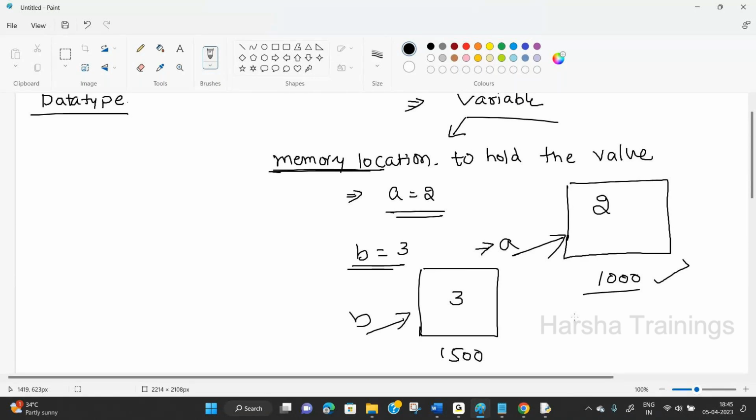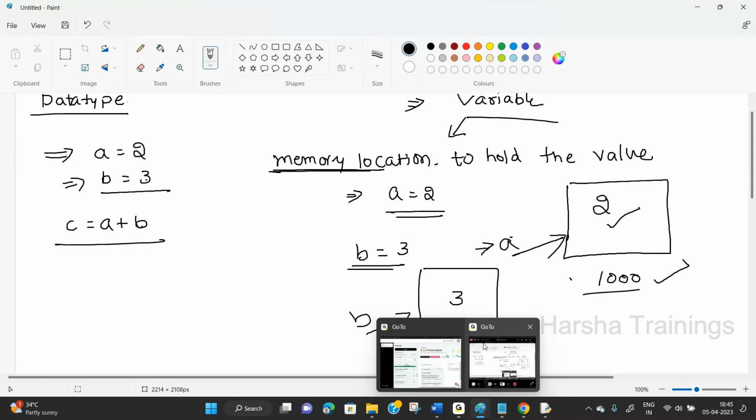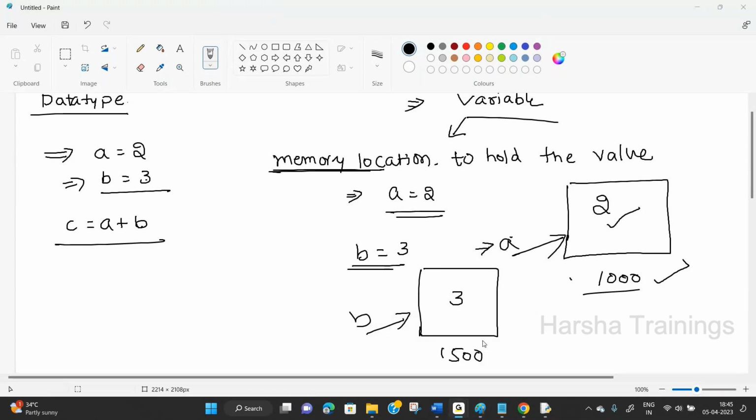Now coming to the previous program: a is equal to 2, b is equal to 3. After that you perform, suppose, c is equal to a plus b. Now do you understand what happened? First the statement a is equal to 2 is executed. Whenever this statement is executed, some memory is created. The reference is a, and within that a value 2 is stored. After that another memory is created with some address, referred to by b, and within that b the value 3 is stored.